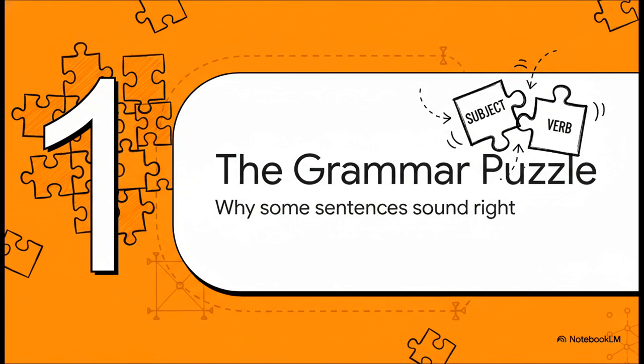The main pieces are the subject of our sentence and the verb. And for the sentence to sound clear and correct, those two pieces have to fit together perfectly. So let's dive in and see exactly how they work.